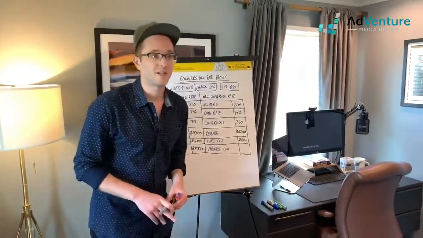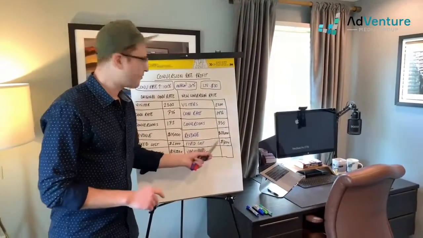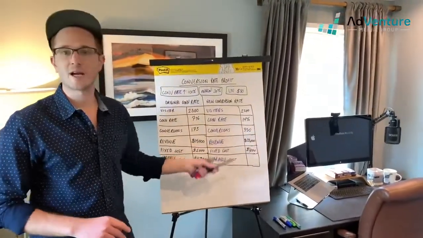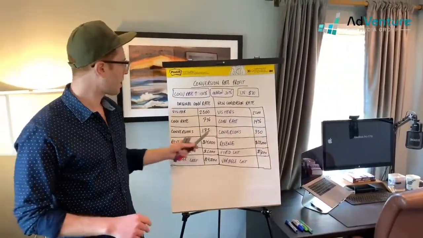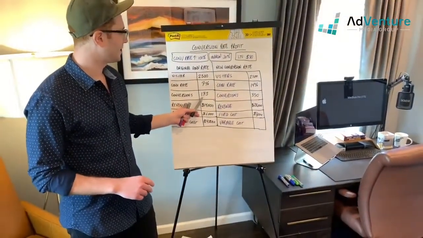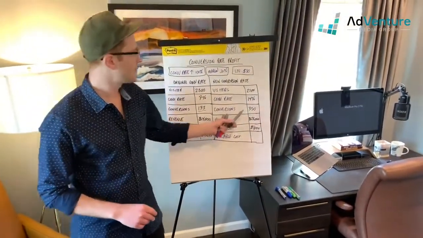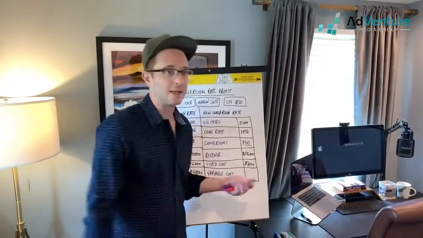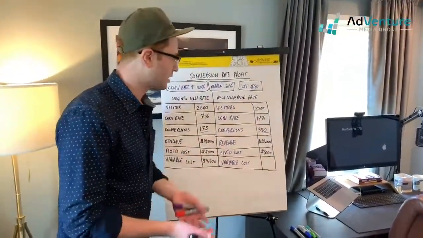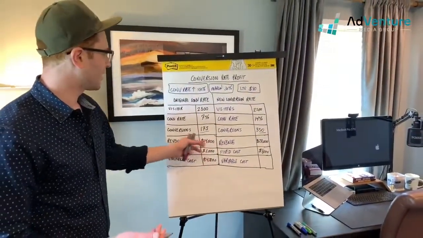Now, what's your variable cost in this example? Now remember, fixed costs stayed the same. Variable costs will go up. If you are servicing either 175 leads or clients or products, and now you're servicing 350 leads, clients, or products, your variable costs are gonna go up. So now it's gonna be double, right?